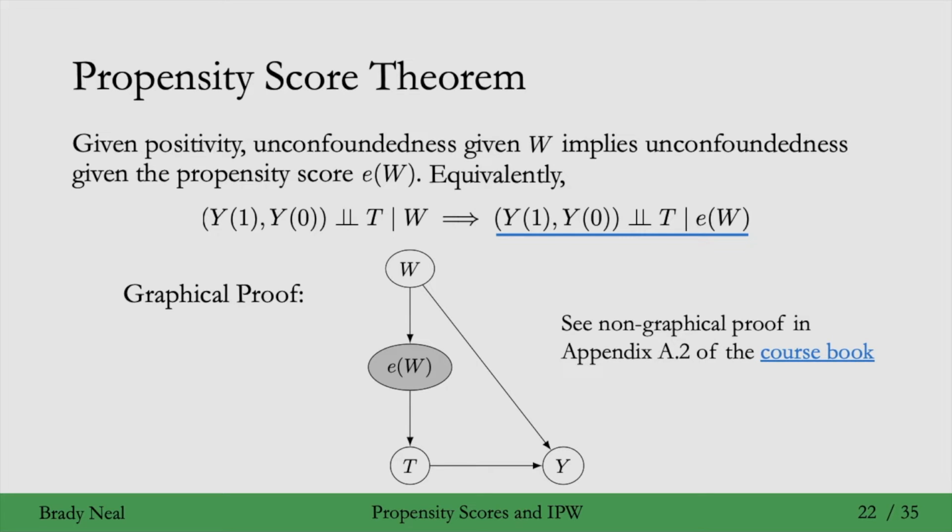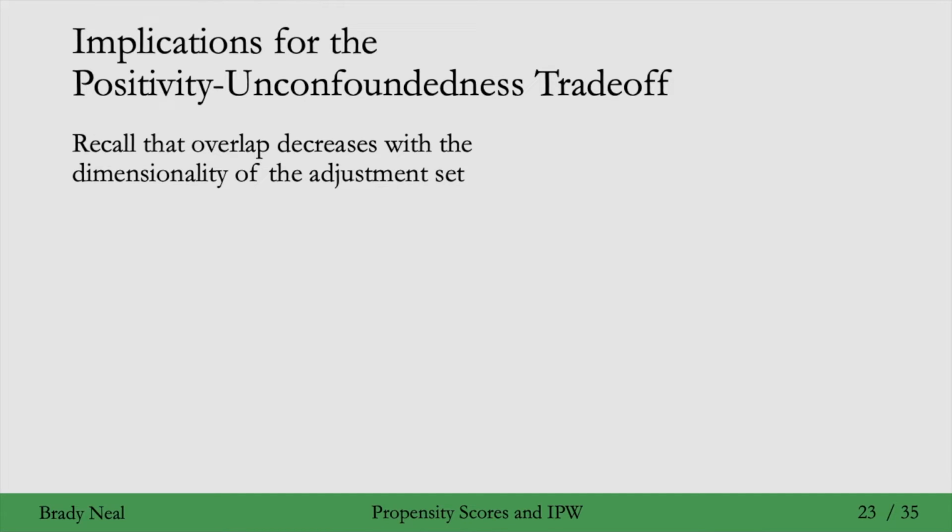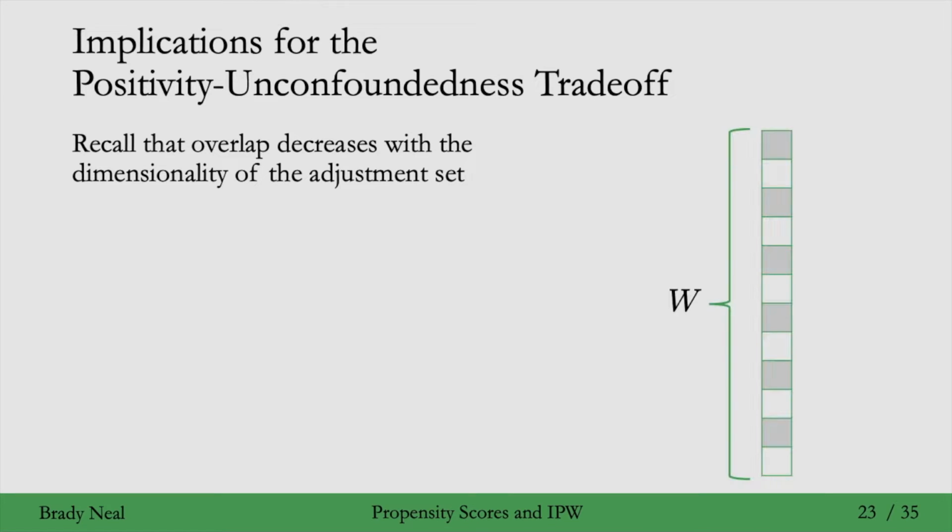So the propensity score has pretty big implications for the positivity unconfoundedness trade-off that we saw back in week 2. For this trade-off, recall that the overlap decreases with the dimensionality of the adjustment set. Another way of saying that is that we get more likely to have positivity violations, or existing positivity violations get worse. So here's a super high dimensional W. Because W is so high dimensional, it seems likely that we'll have positivity violations.